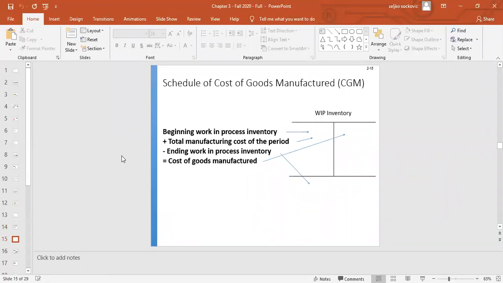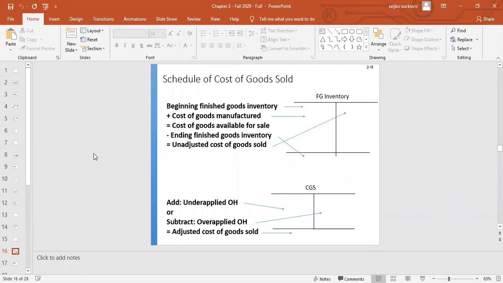So now in the work in process inventory account, we have beginning work in process inventory, and then we have total manufacturing costs of the period, which now we know what they are, minus work in process, cost of goods manufactured. Where do these costs of goods manufactured go? They go to finished goods inventory.